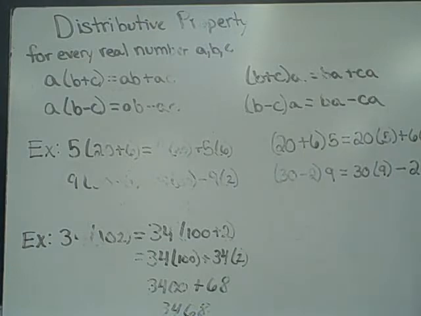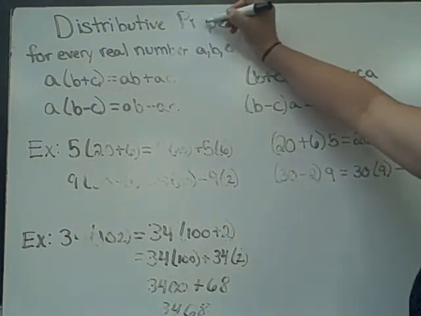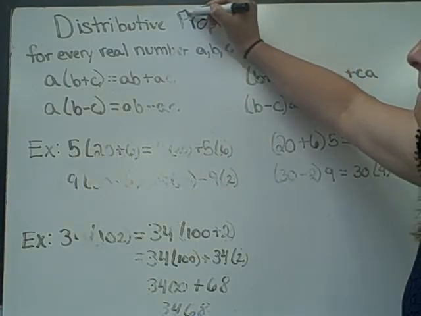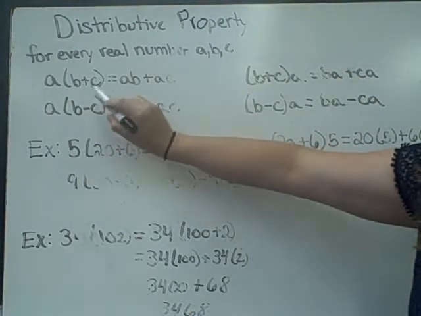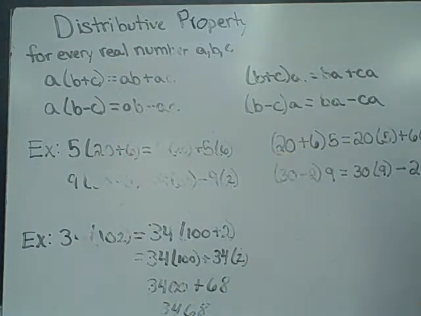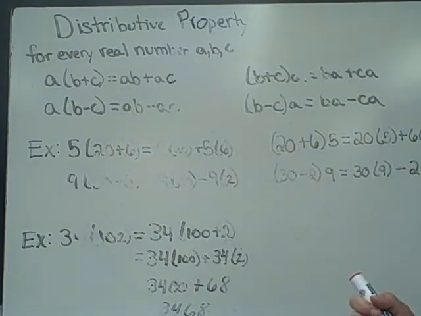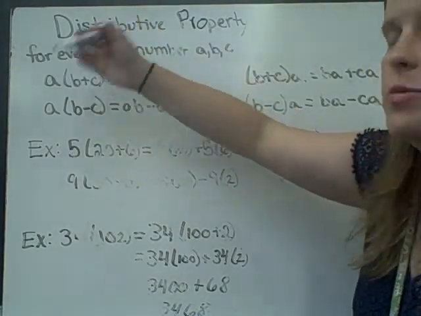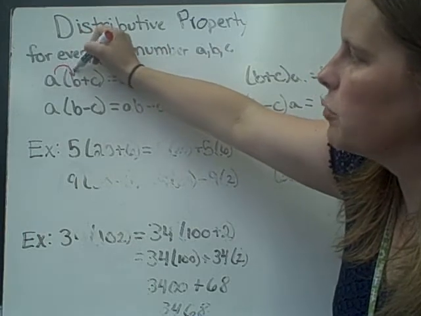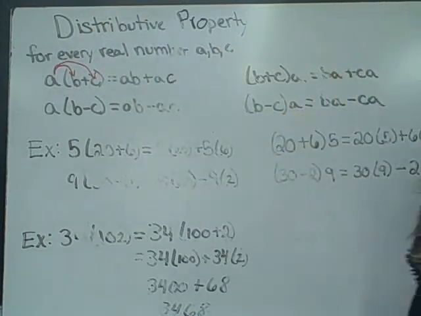Okay. So for every real number a, b, and c, let's look at the distributive property. A times b plus c in parentheses is the same thing as saying ab plus ac. Okay? Basically what you have done is you have taken this number that's being multiplied on the outside and you've multiplied it by each term on the inside.